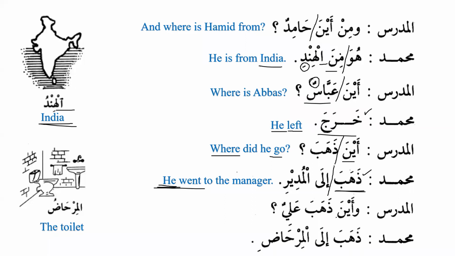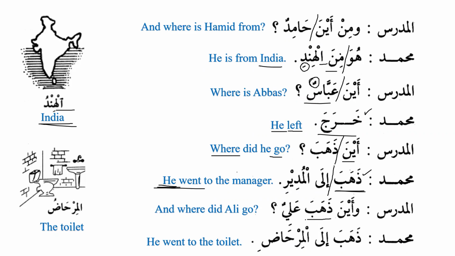Wa aina dhahaba aliyun, and where did Ali go? Dhahaba ilal mirhadi, he went to the toilet. Yes, wa aina dhahaba aliyun, and where did Ali go? Dhahaba ilal mirhadi, he went to the toilet. Now, look at the translation. Wa aina dhahaba aliyun. Now, dhahaba aliyun.